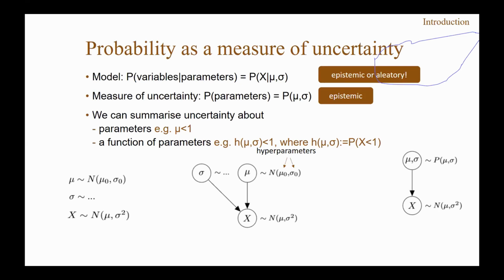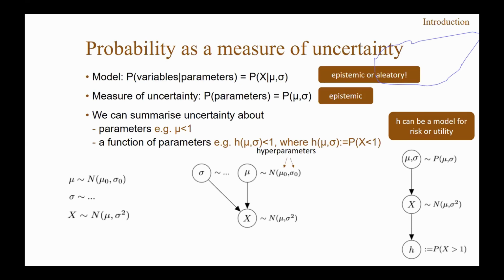I'm now collapsing the distribution for the parameters into a joint probability distribution for the parameters. And when I have this function of parameters, I can just add it as an extension coming out from the variables in the model. Now, this is a very simplified example where I only have one variable and attached a set of parameters. But when we work with real problems, we have plenty of variables, and each of these variables has parameters attached to it. So in this case, the function h can be a model for a risk. It could be a model expressing a utility. It could be something that has nothing to do with what data is informing the model.